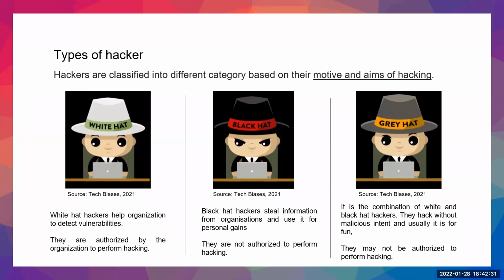Hackers are divided into 3 categories: white hat hackers, black hat hackers, and gray hat hackers. White hat hackers help organizations detect vulnerabilities in a system and are authorized by the organization to perform the hacking. Black hat hackers, on the other hand, steal information from organizations and use it for their own personal gain, and they are not authorized by the organization to perform such hacking. Then we have the middle ground between these two, the gray hat hackers, which is a combination of black and white hackers. They usually hack without malicious intent, usually for fun, but they may not be authorized to perform such hacking.